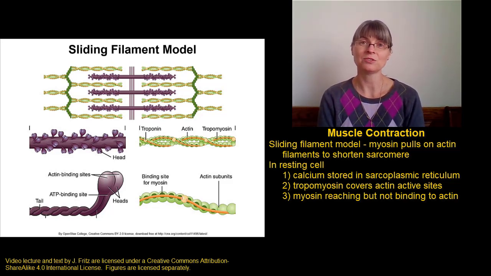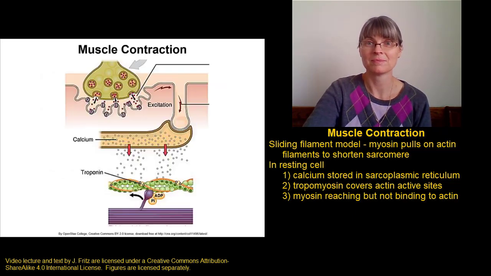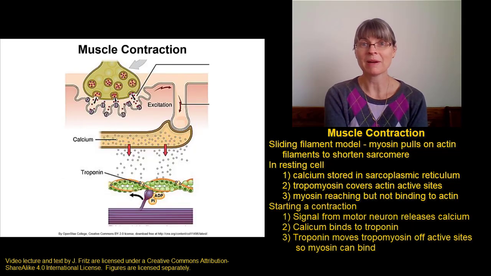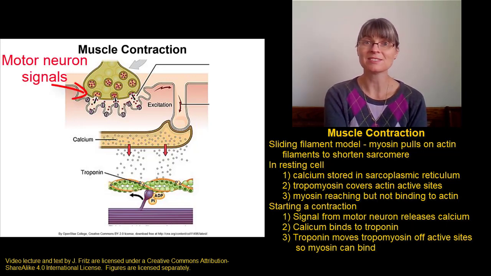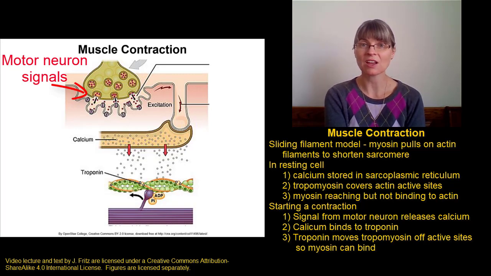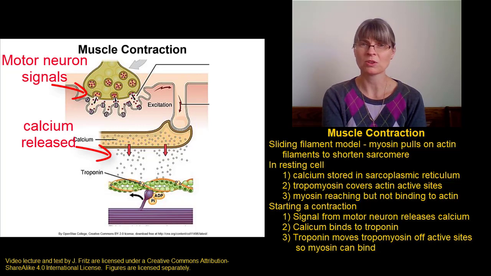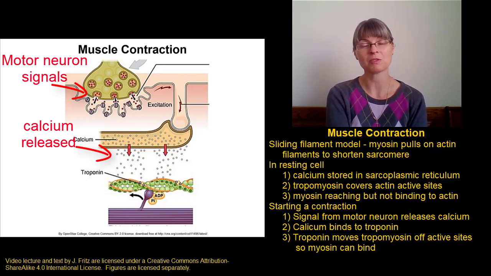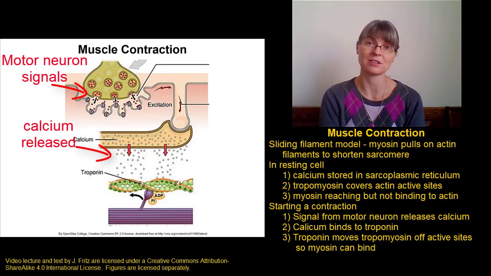In order to get our muscle contraction to start, we have to release the calcium. This is done by the action of a motor neuron. A motor neuron sends a signal to the muscle cell that results in the release of calcium from the sarcoplasmic reticulum. In a little while, we'll look a little more closely at how that happens, but for now, we're just going to say the signal from the motor neuron causes the release of calcium.